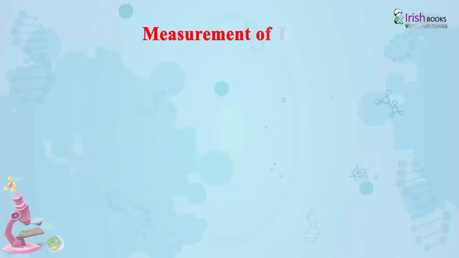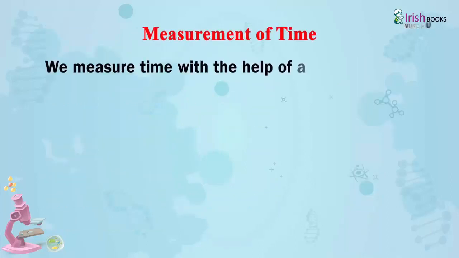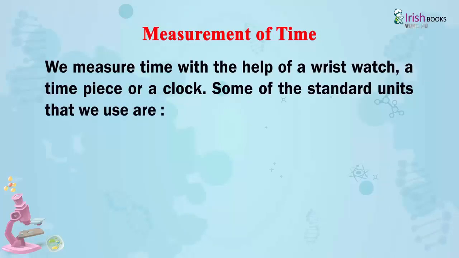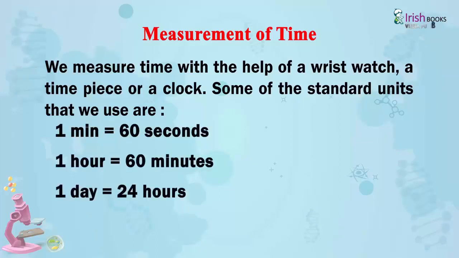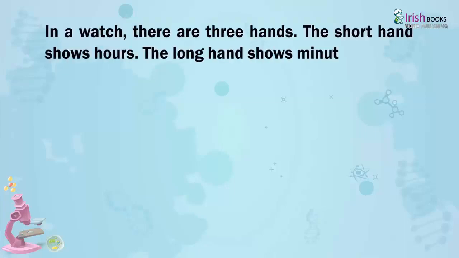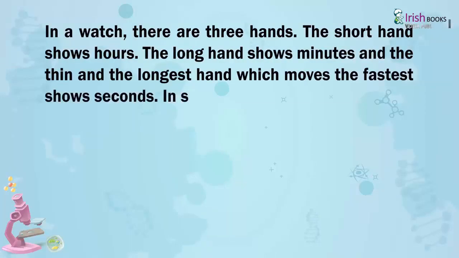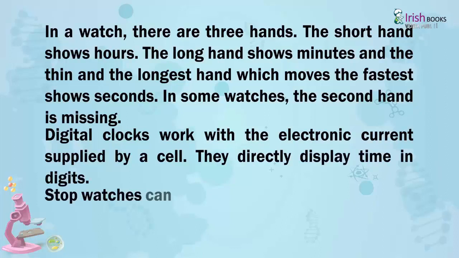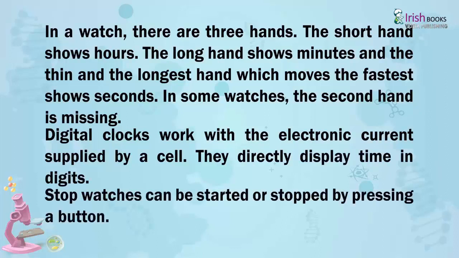Measurement of time. We measure time with the help of a wristwatch, a timepiece, or a clock. Some of the standard units that we use are: 1 minute equals 60 seconds, 1 hour equals 60 minutes, 1 day equals 24 hours. In a watch, there are three hands. The short hand shows hours, the long hand shows minutes, and the thin and longest hand, which moves the fastest, shows seconds. In some watches, the second hand is missing.